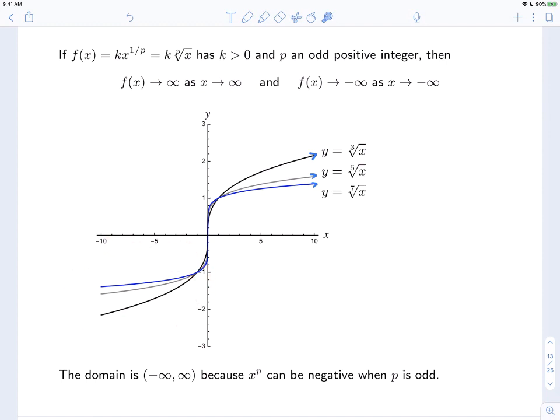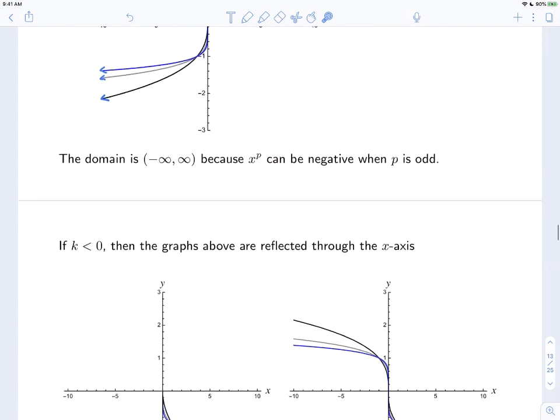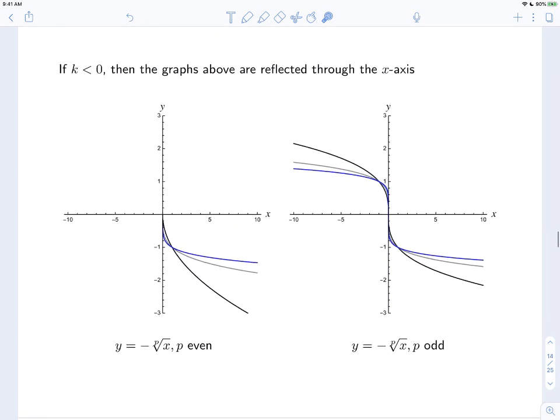And now you can see as x moves to the left, these functions decrease without bound. So as x moves to the right, you increase without bound, going to infinity, and as x moves to the left, they decrease without bound, going to negative infinity. Once again, if k is negative, then the graphs are reflected through the x-axis. So then you have this sort of thing.